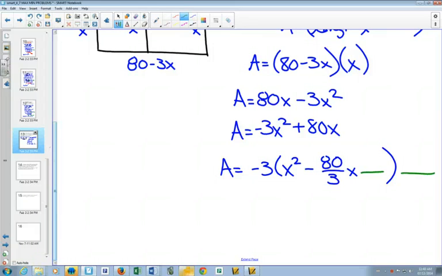Leave your spaces. What happens when you do 80 over 3 divided by 2? You get 80 over 6 or 40 over 3. You okay with that? 80 over 3 divided by 2. Dividing by 2 is the same as multiplying by a half. Half of 80 is 40. You'd get 40 over 3 and then you would need to square it.